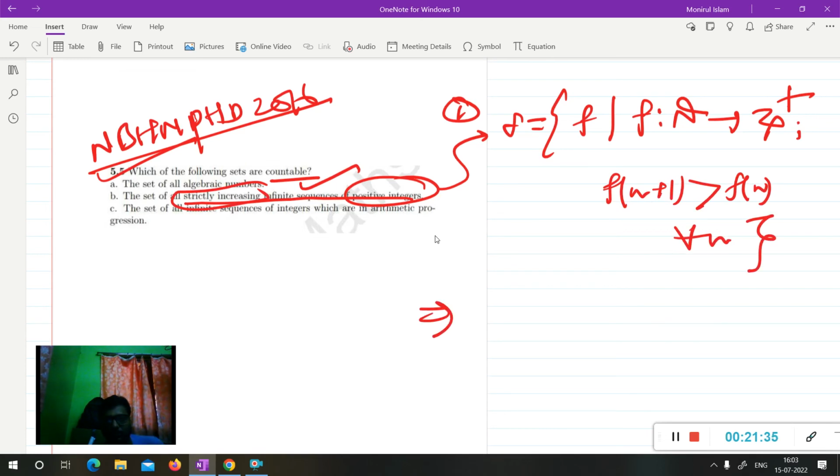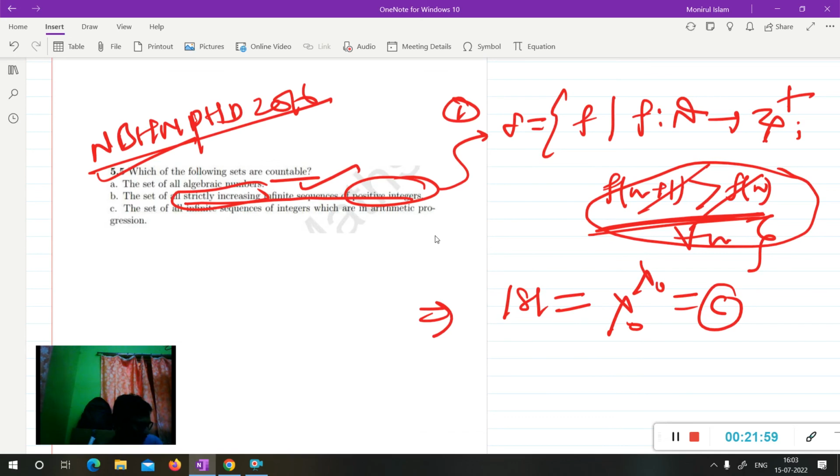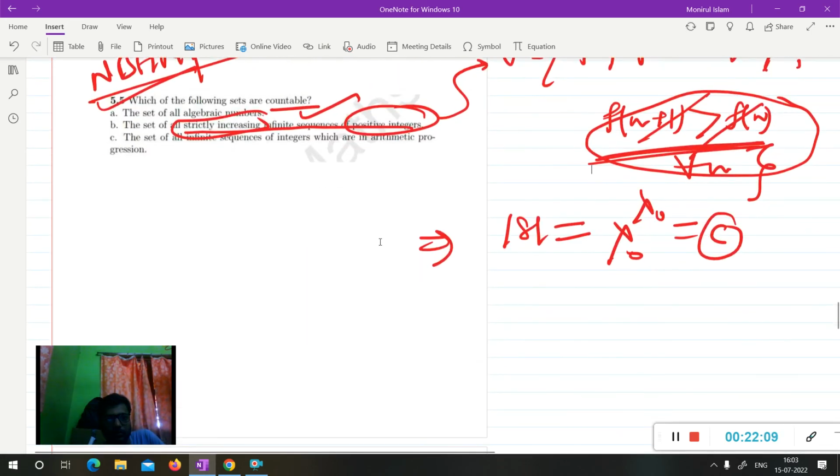If you do not consider this restriction, then the set of all sequences from natural numbers to natural numbers is continuum, so this is uncountable. But you have to remember that there is also the restriction that f(n+1) is greater than f(n).